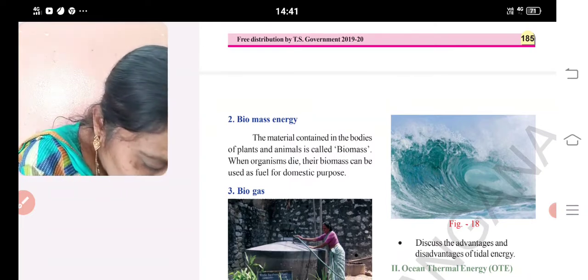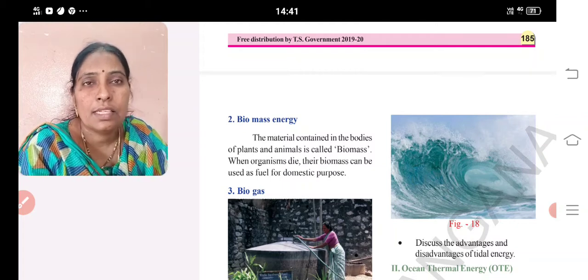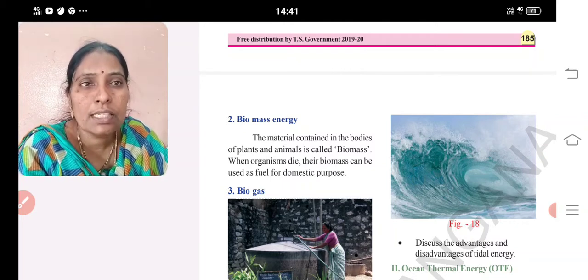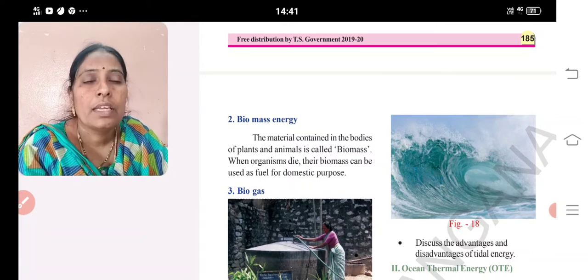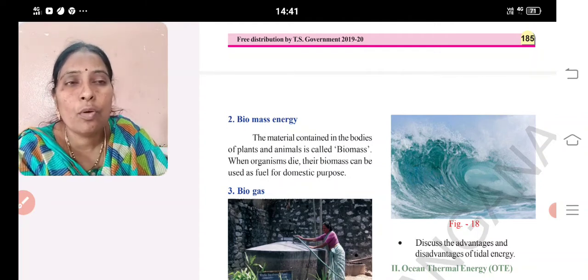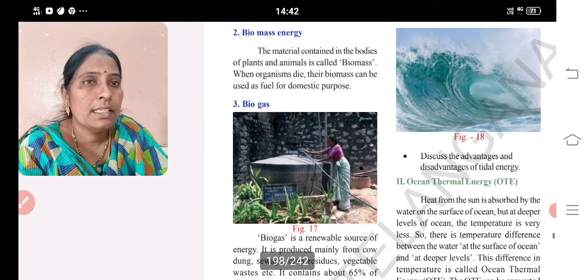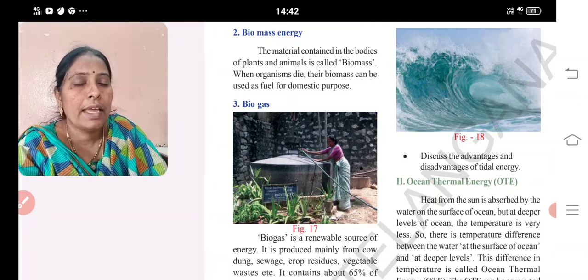Biomass. What is a renewable source of energy? The energy source which can be got back again. Such sources are called renewable sources. The first example is solar energy, the solar cell. Next, biomass. The material obtained from the bodies of plants and animals is called biomass, and the fuel obtained from that is called biofuel or bioenergy. So, biogas is a renewable source of energy.